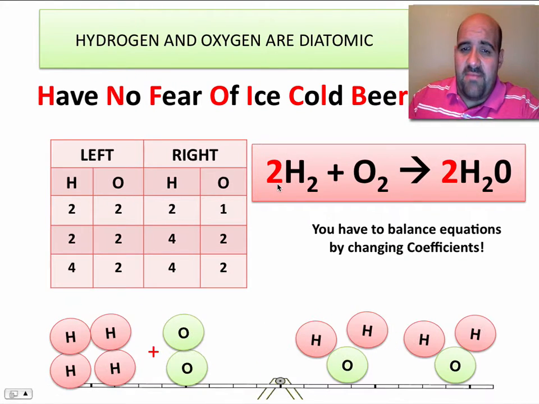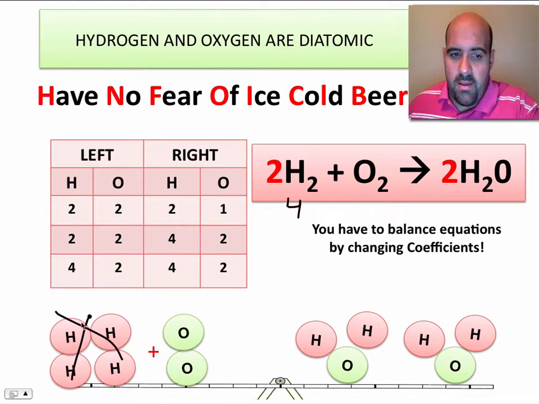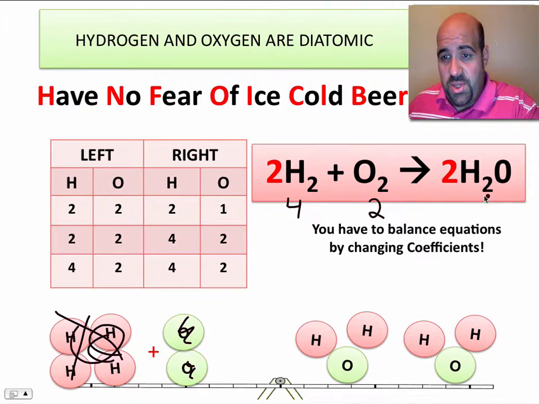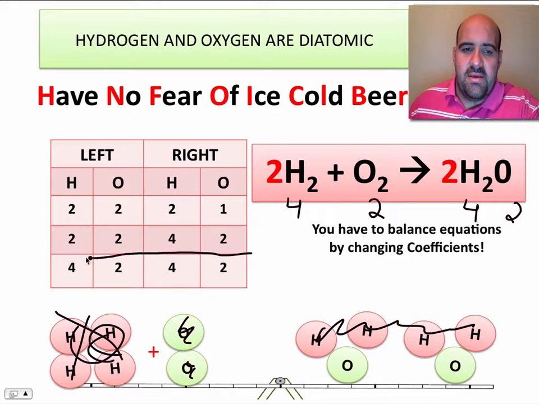And if we count atoms, we now have a total of 4 hydrogen over here. We have 2 oxygen on the left. And how many hydrogen on the right? Well, we have 2 H2O, which is 4 hydrogen. And we, of course, have 2 oxygen. So we are now balanced.